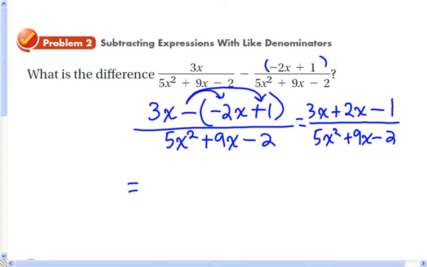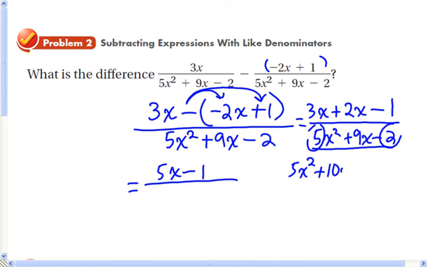And then bring that over here. That's equal to 5x minus 1. And I'm going to go ahead and try and factor this expression, see if we can cancel anything here. The way I would factor it is I would multiply 5 times negative 2, which is negative 10, and I need two numbers that have a product of negative 10 and a sum of 9. And that would be positive 10 and negative 1. So I'm going to rewrite this expression here as 5x squared plus 10x minus 1x minus 2.